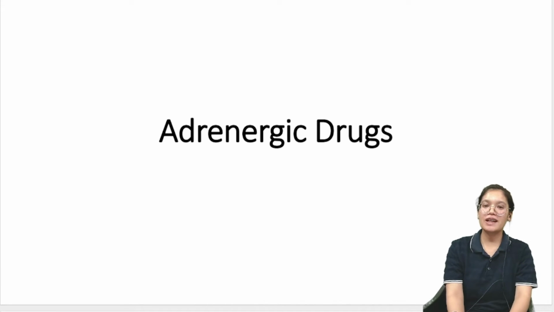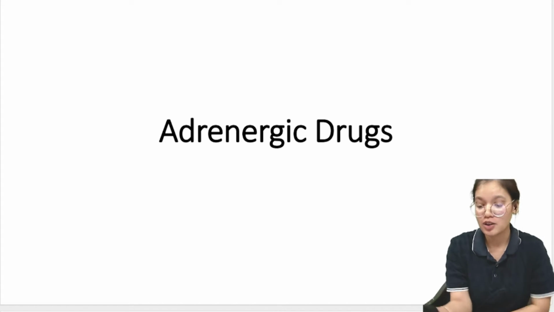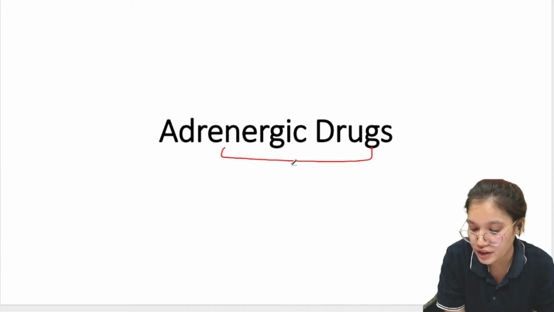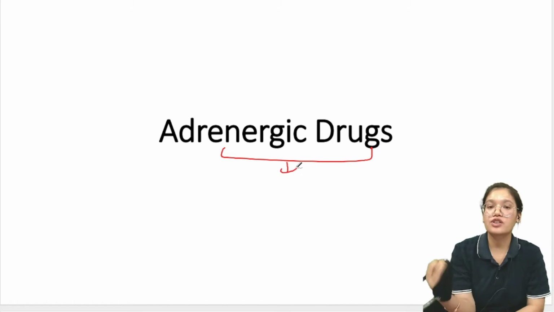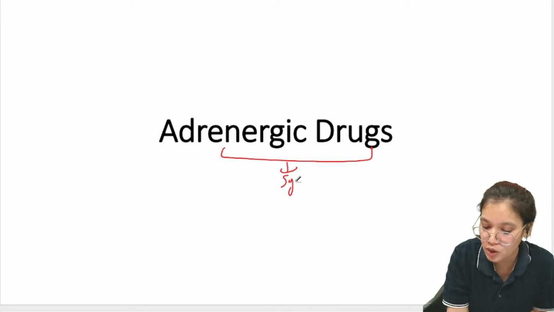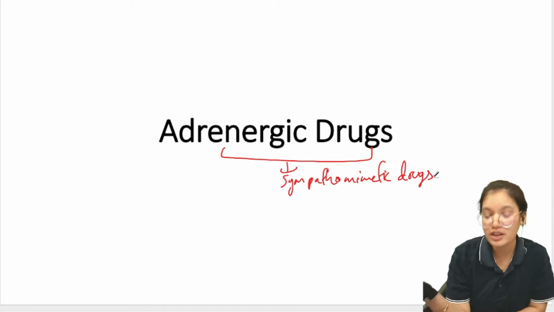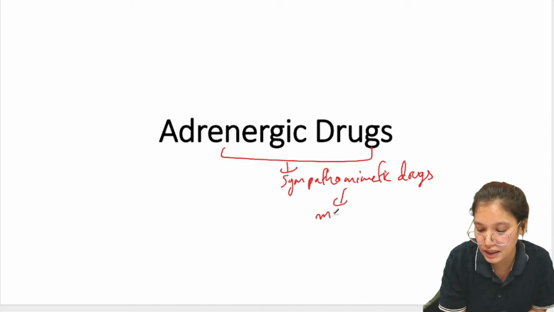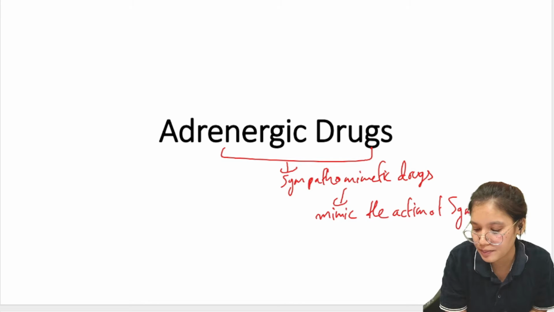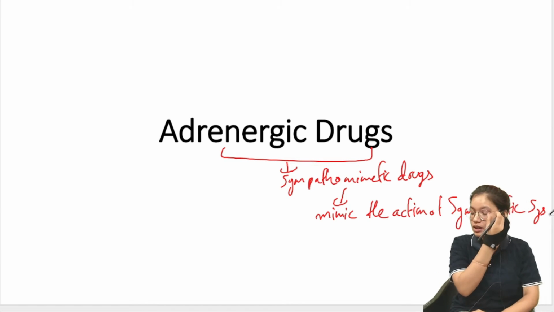So without wasting any time, let's start with today's lecture on adrenergic drugs. So what are adrenergic drugs? Adrenergic drugs are also called sympathomimetic drugs. So what are sympathomimetic drugs? They basically mimic the action of the sympathetic system.